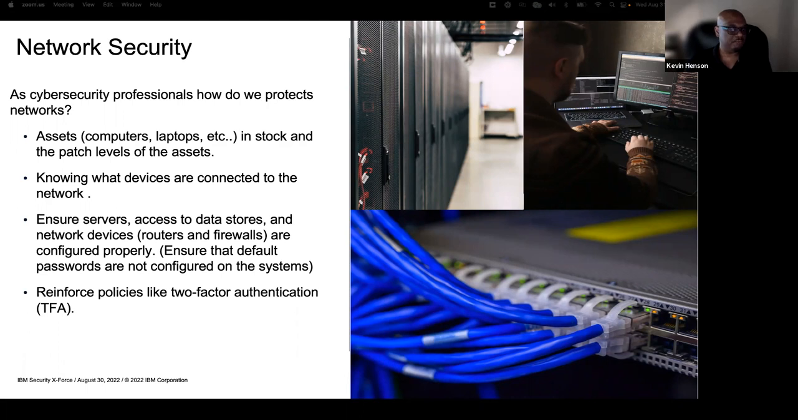And then reinforcing a policy like two-factor authentication is also important. Two-factor authentication means that you have to get through two levels of security to get logged into the network. For example, within the Colonial Pipeline, if you figured out the password, then you might need to get past another security feature to move forward within the network. So that means there are two security mechanisms you have to get past in order to do something.